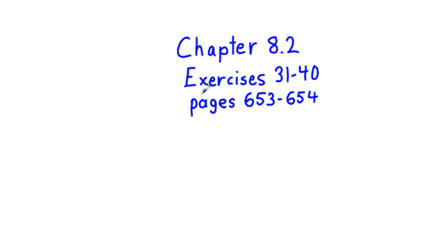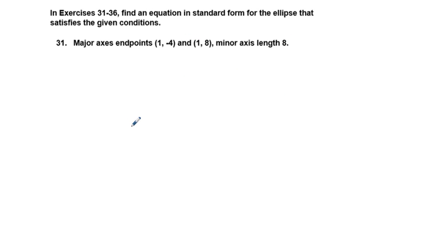This is chapter 8.2, exercises 31 through 40. This section 8.2 in our book has to do with ellipses. And we're going to go over these odd number problems from 31 through 40. In exercises 31 through 36, find an equation in standard form for the ellipse that satisfies the given conditions.